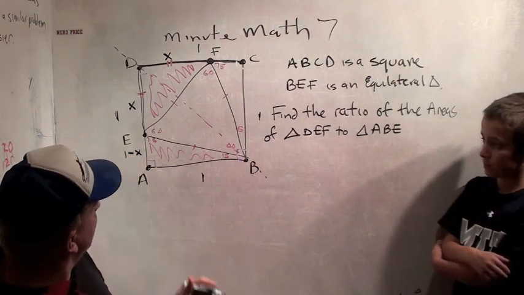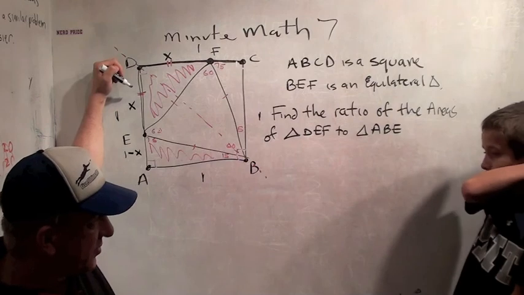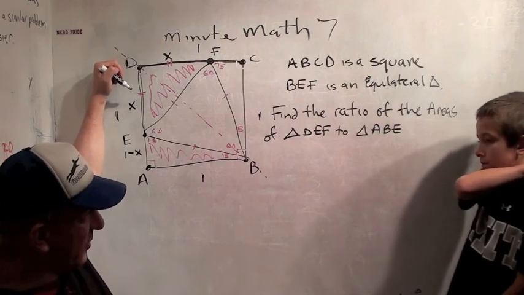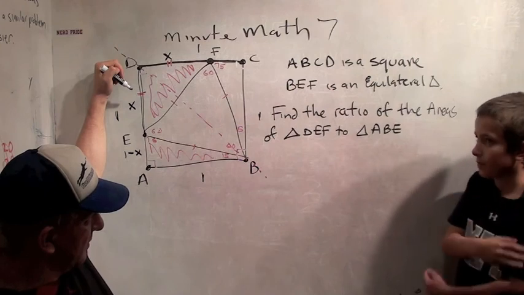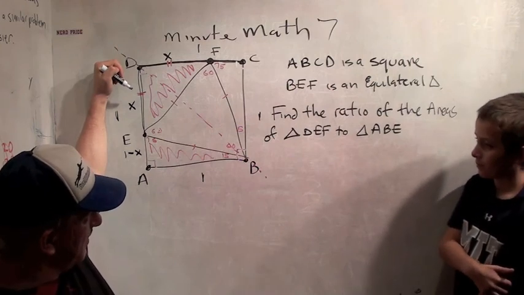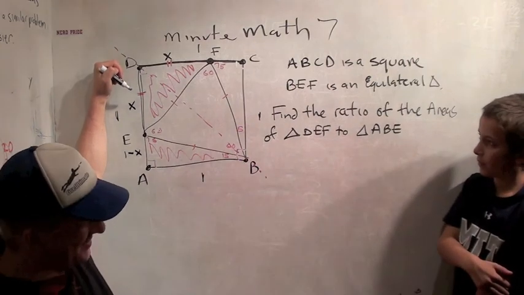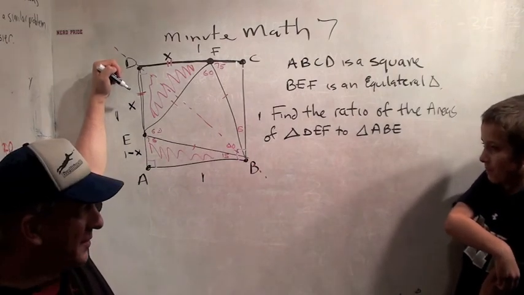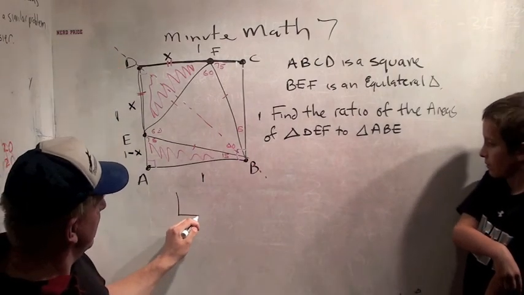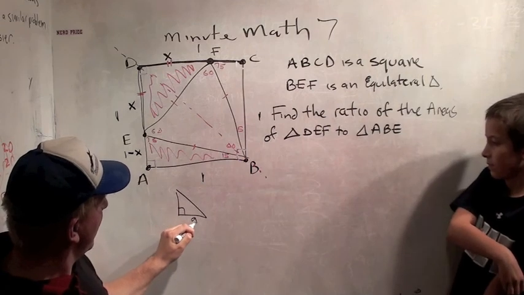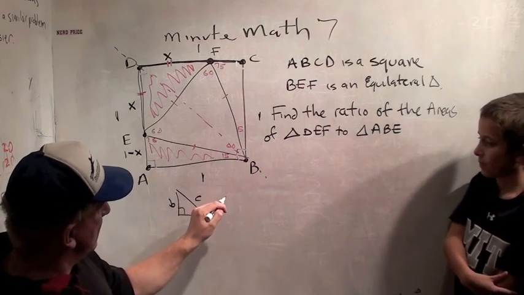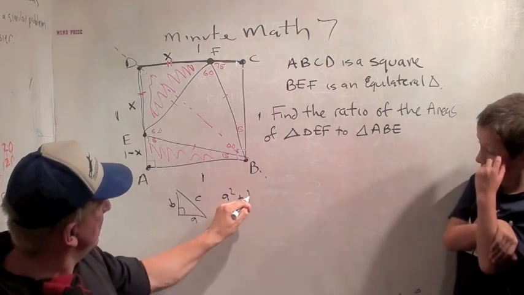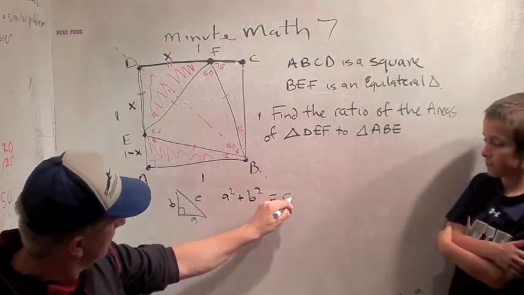Okay? Now we have two right triangles. Is there a special theorem that you've learned about right triangles? That a guy named Pythagoras invented? The Pythagorean theorem. Do you remember what the Pythagorean theorem says about right triangles? If you have a right triangle and the sides A, B, and C? Remember? It says that A squared plus B squared equals C squared.